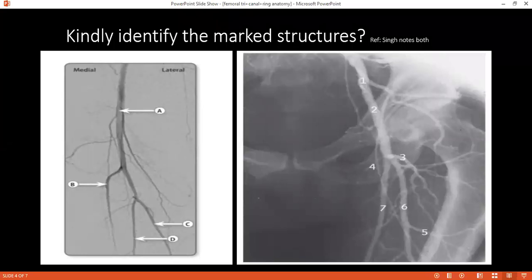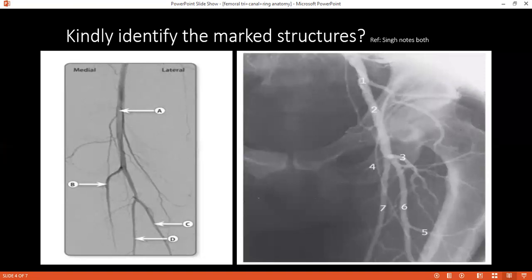Then 3 and 4, please, and 5. 3 is lateral circumflex femoral, and 4 medial circumflex femoral artery. Yes, and 5 is profunda. Yes, 5 is perforating branches. 5 is perforating and 6 is profunda femoris. 1 is catheter, which is being introduced through the distal abdominal aorta.